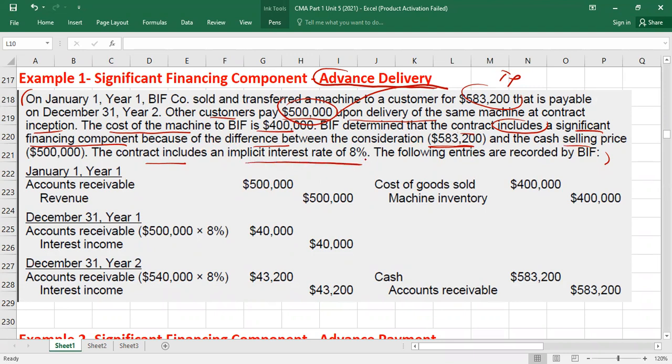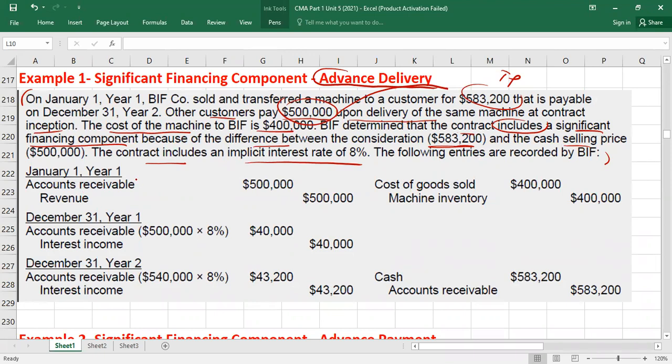How much? They are charging interest of 8% actually. It's given. For how many years? 2 years. Then what entries will you pass? Guys, now understand the entries. The day when the asset is transferred, it means the seller's performance obligation is satisfied. So the seller can book the revenue because we delivered the goods in advance.